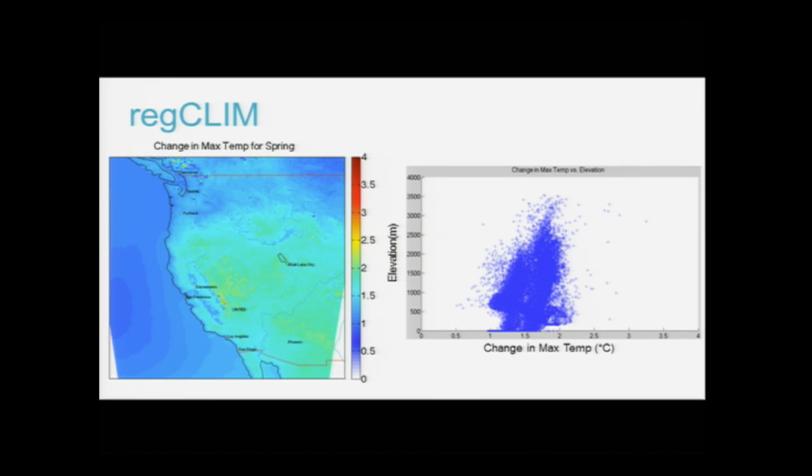Now onto RegClim, the highest resolution. Once again, Sierra Nevadas are being picked up well. We're getting a large amount of data points. This is upwards of 20,000 data points. And then note the max elevation. And we can once again see that as we increase in elevation, increase in the change in max temperature.